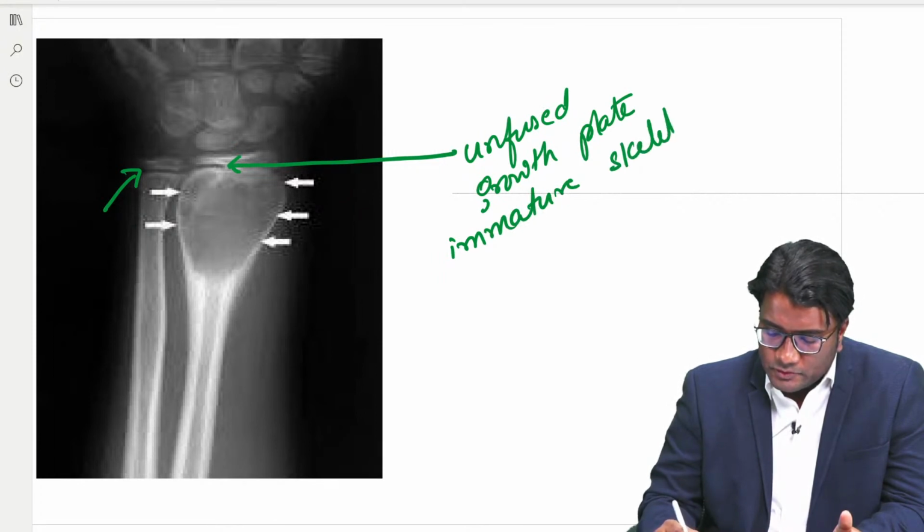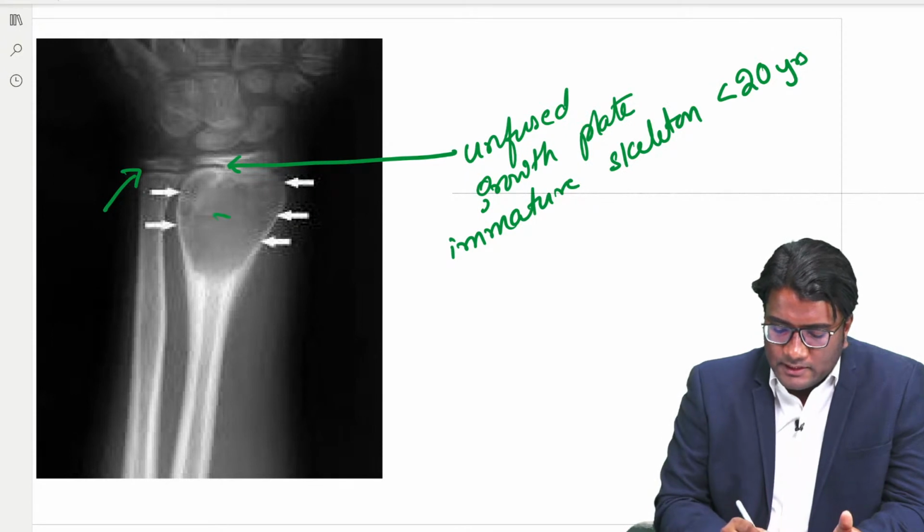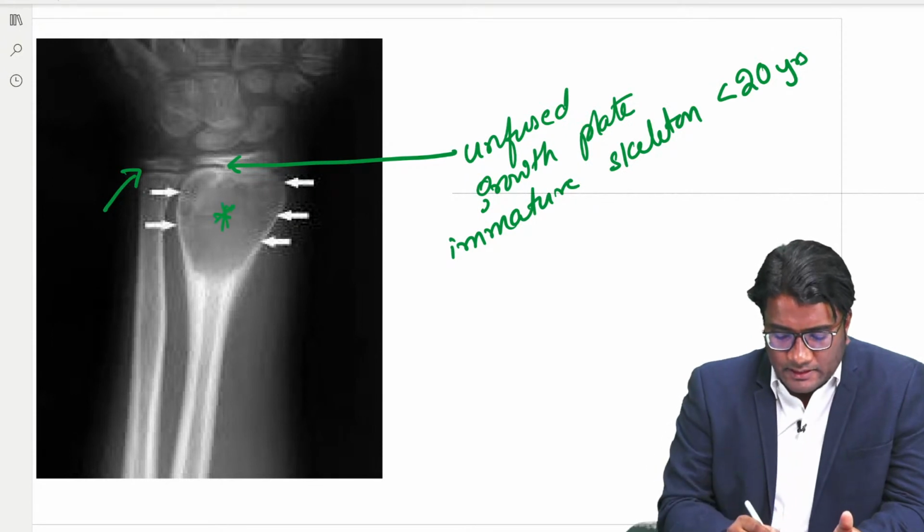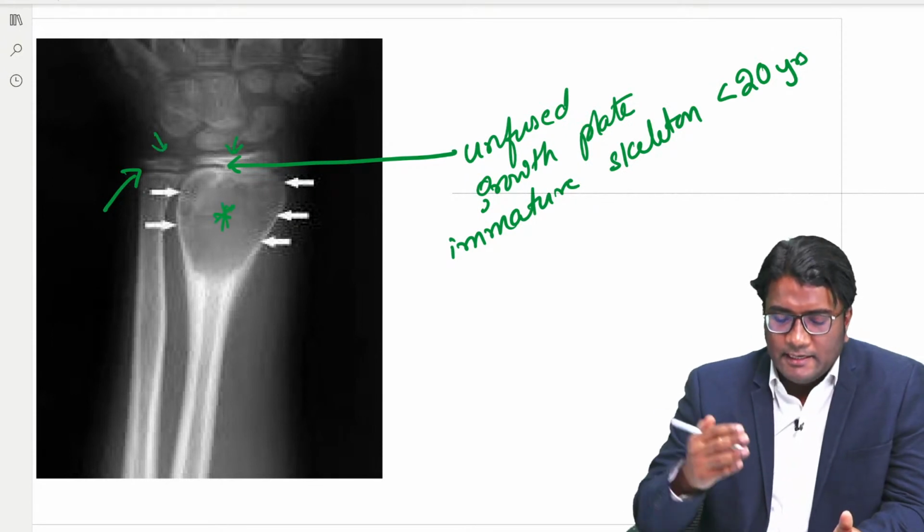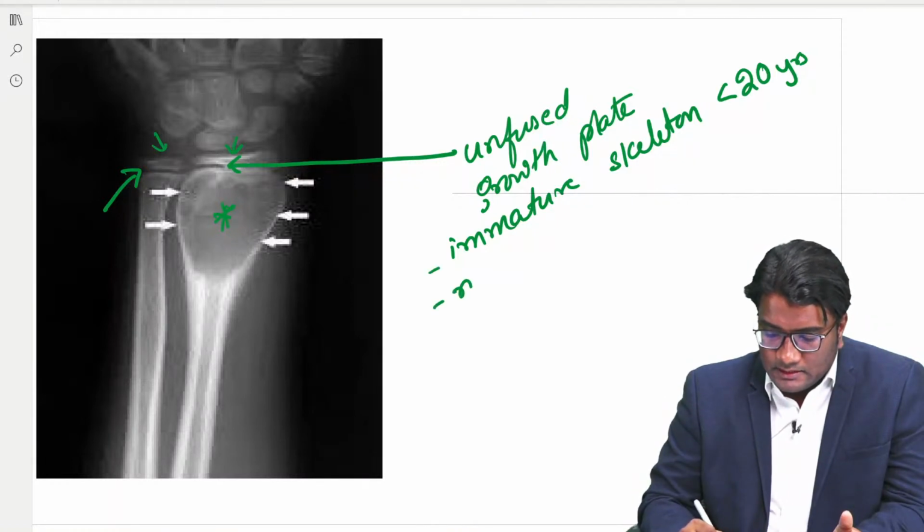That means it is usually less than 20 years of age group. And where is the location? Is it in the epiphysis, right? So the epiphysis is not involved. It is in the metaphysis. So you're seeing it in the metaphysis.